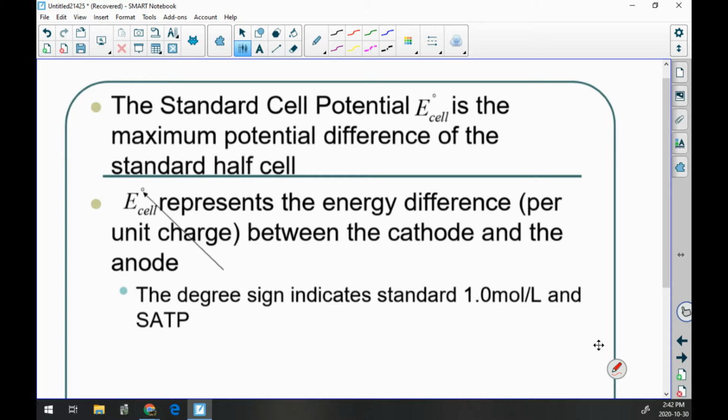Okay? That's what we mean by cell potential. How much voltage can this cell give us? So when we talk about a 1.5 volt battery, that particular cell or battery is giving us off 1.5 volt potential difference.